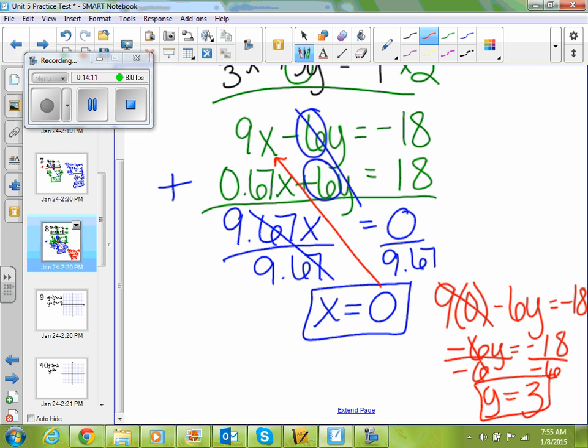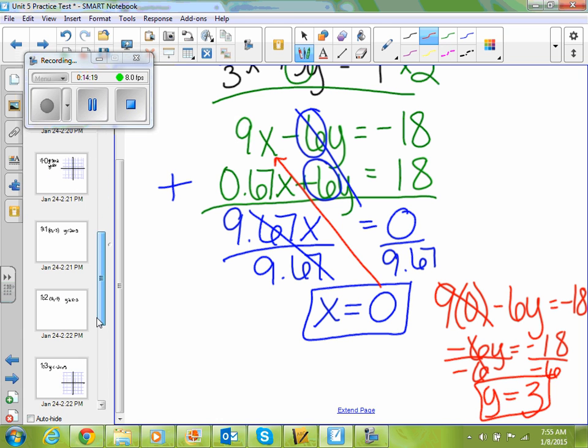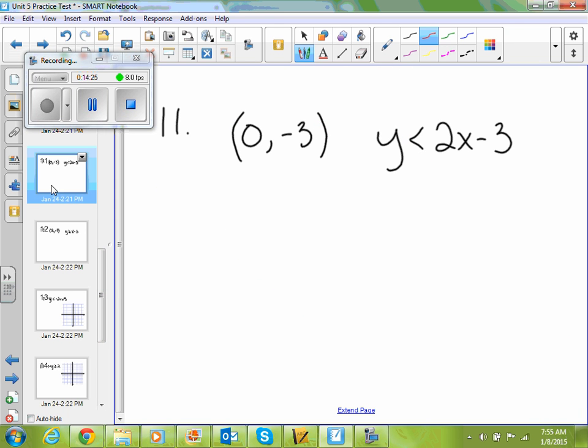Alright, 9 and 10 you get to solve by your own choice. So we've done graphing, we've done substitution, and now we've done elimination. So I'm skipping 9 and 10 because those are going to depend on which method you think is the easiest. If I go to number 11, this is where we get to our inequalities, which is what we worked on the last couple of days.